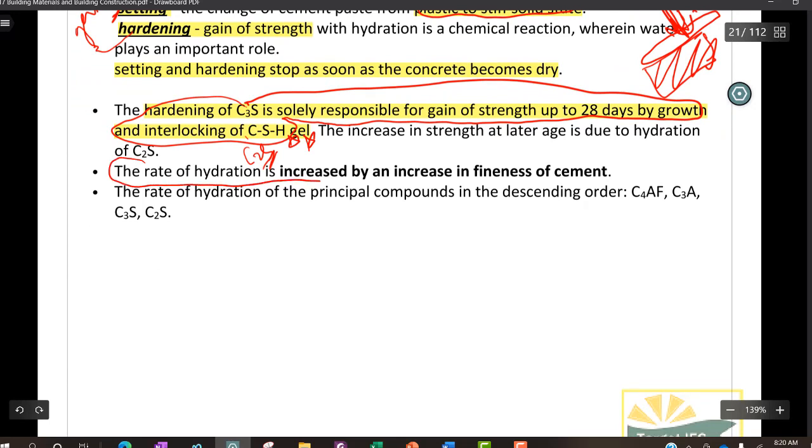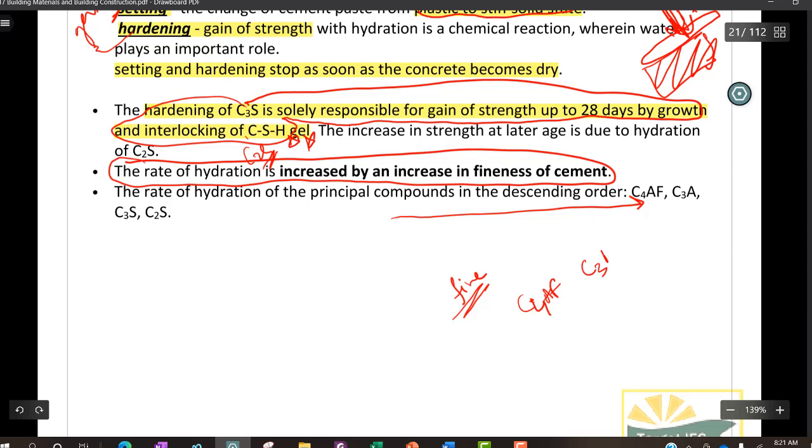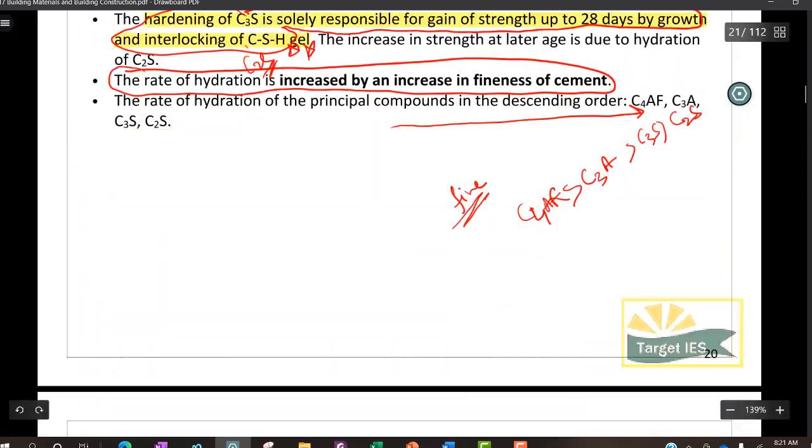The rate of hydration increases with increase in fineness of cement. If cement is very fine, okay, if the size of cement is very less, then the rate of hydration will be very high. And remember the rate of hydration also. Rate of hydration कौन सा है? Fast, सबसे fast कौन react करता है? C4AF followed by C3A followed by C3S and C2S. Okay, and remember what is giving highest heat of hydration? That will be C3A. Okay, I hope this is very clear.